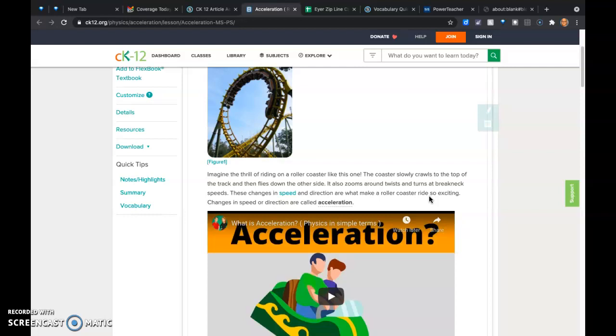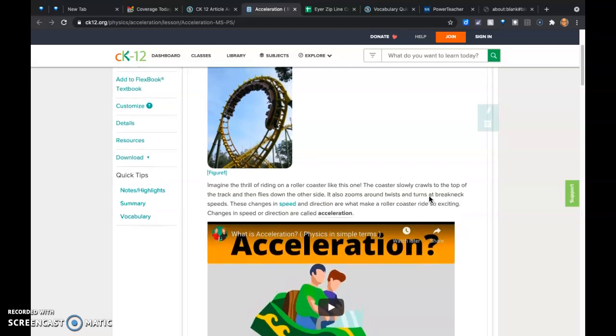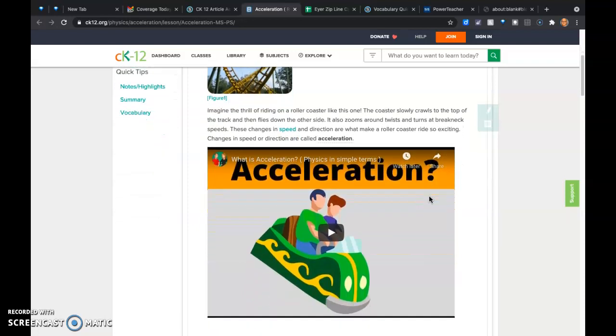Imagine the thrill of riding on a roller coaster like this one. The coaster slowly crawls to the top of the track and then flies down the other side. It also zooms around, twists and turns at breakneck speeds. These changes in speed and direction are what make a roller coaster ride so exciting. Changes in speed or direction are called acceleration.